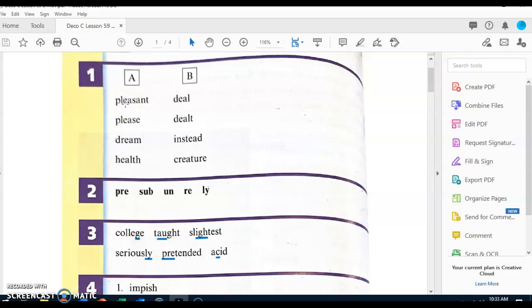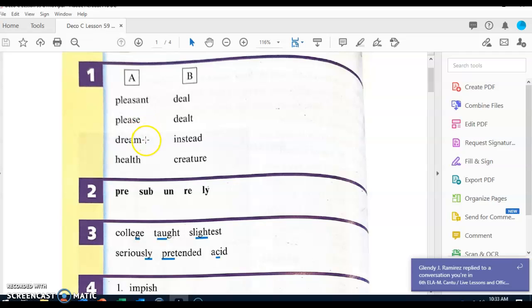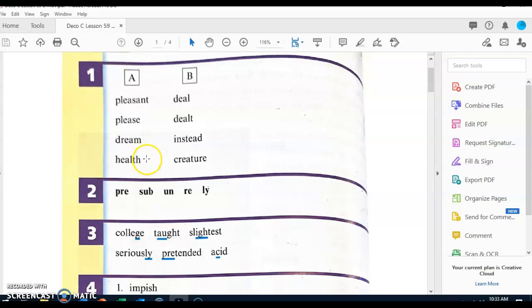In some of those words, the letters EA make the sound E as in eat. In some of those words, the letters EA make the sound E as in ed. Touch the first word in column A. First word, what word? Pleasant. Next word, what word? Please. Next word, what word? Dream. Next word, what word? Health.